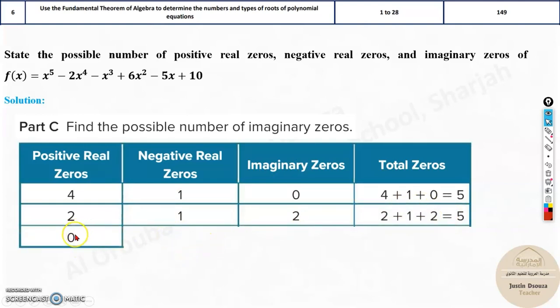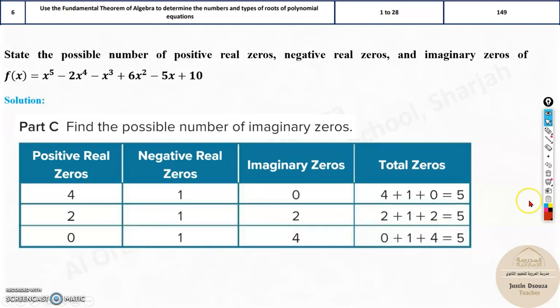Same way, positive can be 0 as well. Sometimes there'll be only imaginary. Here this 1 negative is definite, and now you have to write 4 imaginary, and this is the answer. Remember, if it's 1, it has to be there. If it is 2, it can be 2, minus 2, 0. That's how we do it. If it was 4, it's 4, 2, 0. If it was 1, it'll be only 1. But if it was 3, it'll be 3, 1.